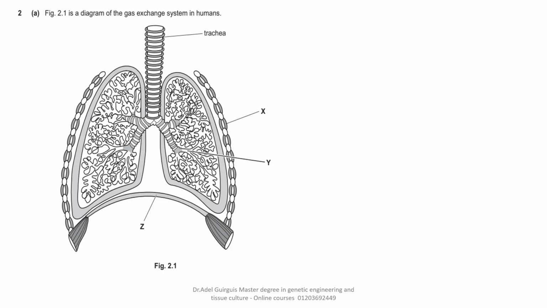Second question, letter A. Figure 2.1 is a diagram of the gas exchange system in humans. Look at this figure: trachea, X, Y, and Z. The question here is to state the names of parts labeled X, Y, and Z in figure 2.1. X, external intercostal muscles.